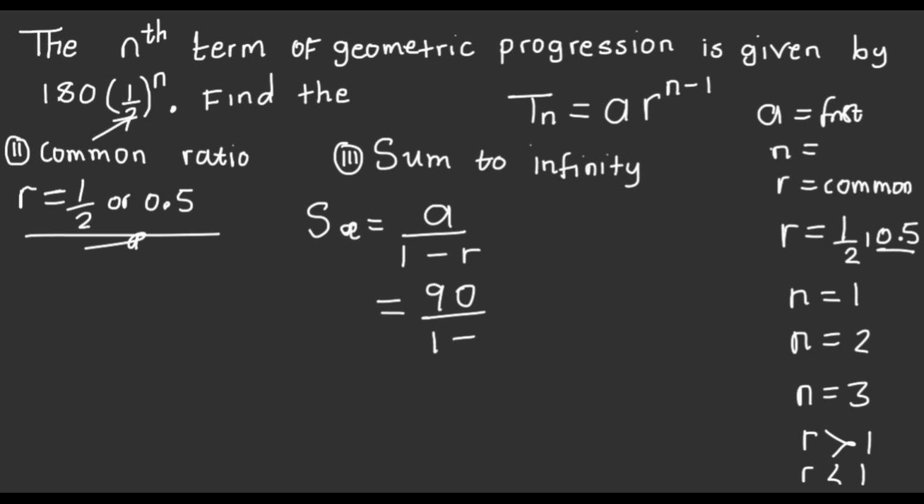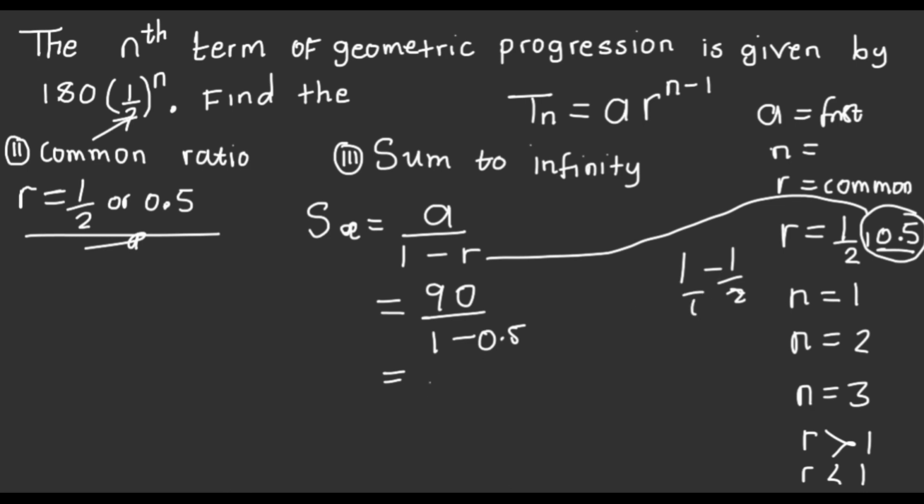Over 1 minus the common ratio. I'm going to use 0.5, since for 0.5 I don't have to find the lowest common denominator, but if you use 1/2 it will be 1 minus half, and you need to simplify this as a fraction. So 90 over 1 minus 0.5, if you punch that on a calculator, you get 180. Whenever you divide a number by 0.5, just double the number. So 90 times 2 is 180.